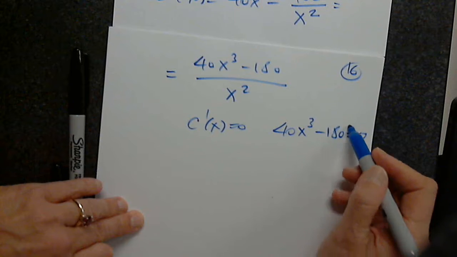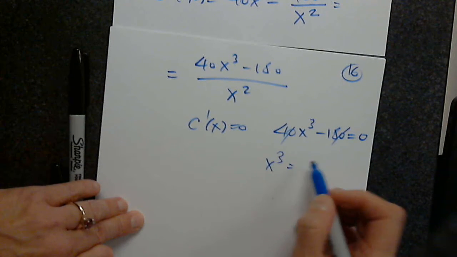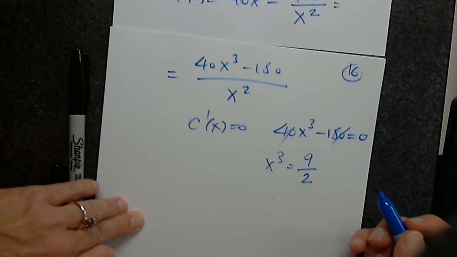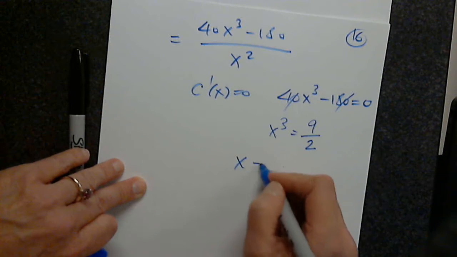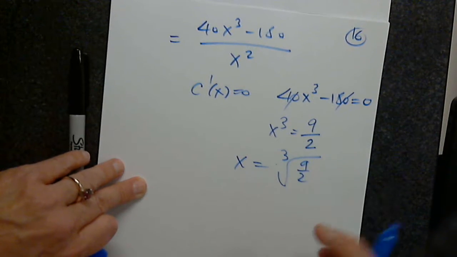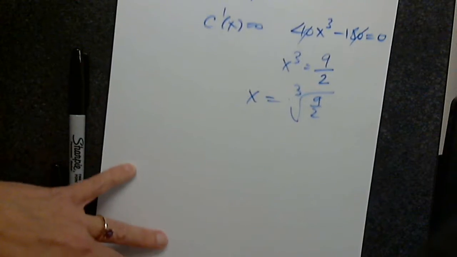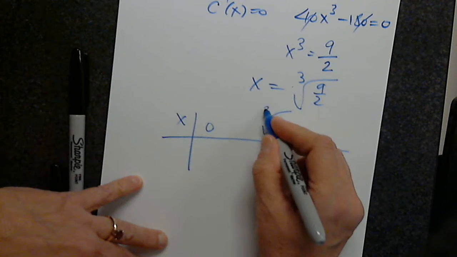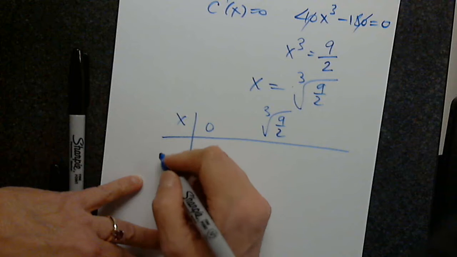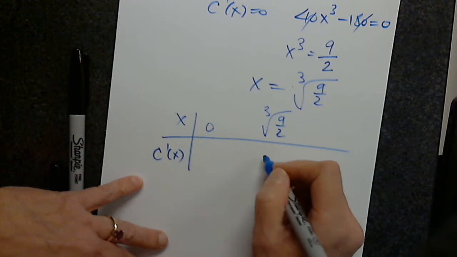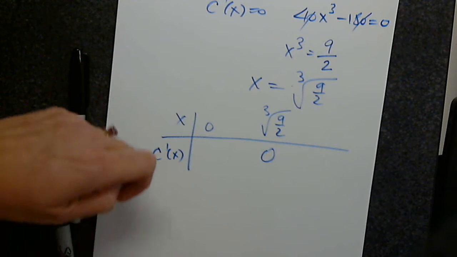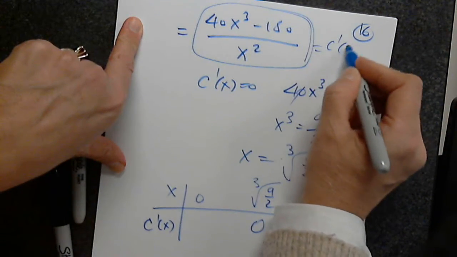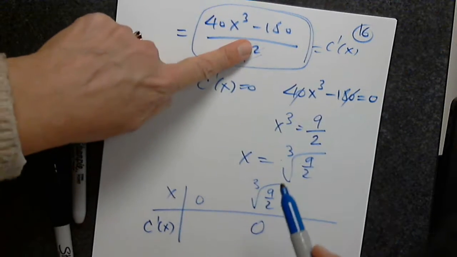Now let's see what happens when I simplify a little bit. I get that x cubed equals 18 over 4, or 9/2. So then x must be the cube root of 9/2. This may be okay, but it's not enough. So here is the function. Here's c prime. Nothing in here is required.